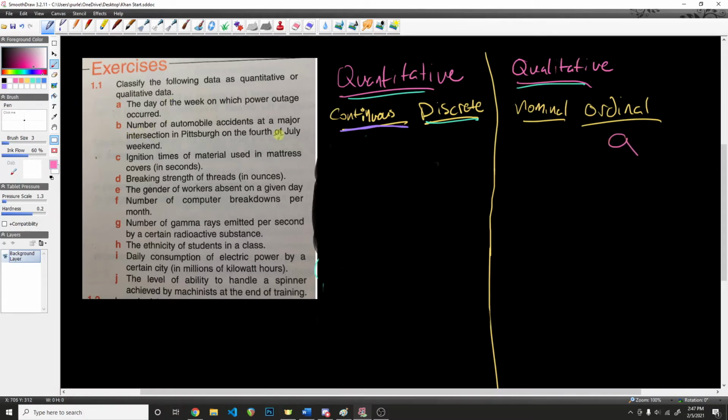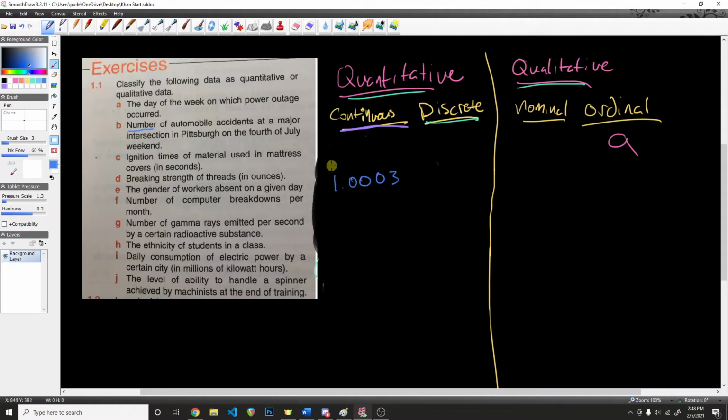Looking at B, the number of automobile accidents at a major intersection in Pittsburgh on the 4th of July weekend. This is going to be quantitative. And the obvious giveaway here is they say number. And if it says number, it's definitely going to be quantitative. But now, let's look at the number of automobile accidents we have. Is that continuous or discrete? Well, you don't have 1.003 car accidents.